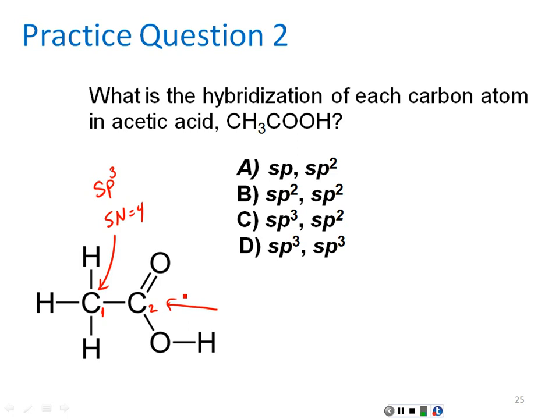Now for carbon 2, it has a total of 4 bonds, but one is a double bond. So it's bonded to 3 other atoms, and it has no lone pairs. So its steric number is 3. With a steric number of 3, we need 3 atomic orbitals to hybridize, 1 from the s and now just 2 from the p. So this is sp2 hybridized. And this choice, sp3, sp2, would be choice C.